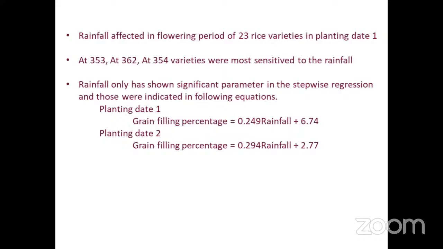BG 353, BG 362, BG 354, BG 314 varieties were most sensitive to the rainfall. Rainfall was the only significant parameter in the stepwise regression, and this is indicated in the following equations. Planting date 1: grain filling percentage equals 0.249 multiplied by rainfall plus 6.74. Planting date 2: grain filling percentage equals 0.294 multiplied by rainfall plus 2.77.